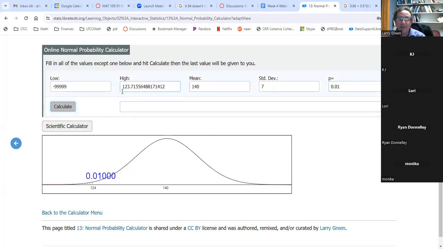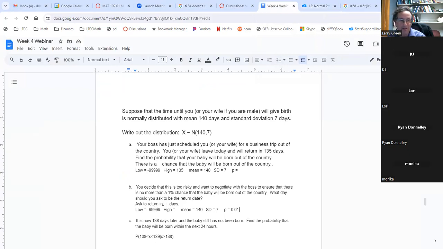And there's your high, 123.7. So in this case, you wouldn't round up, because then you have a tiny bit higher than 1%, but still it's higher. You're actually going to be flooring it, so round down to 123. Does that make sense? So we're going to return in 123 days. Any questions on that?